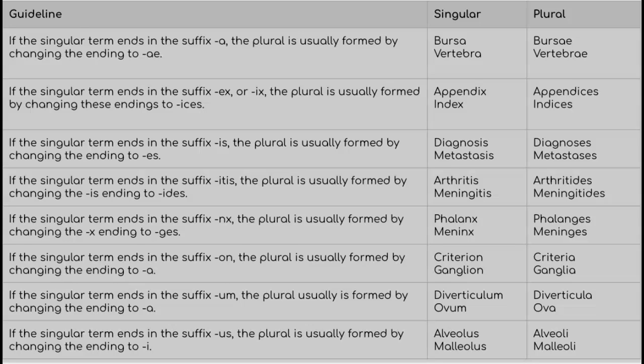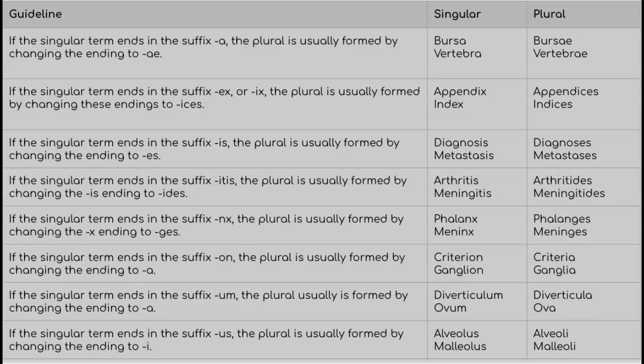If the singular form ends in the suffix is, the plural is usually formed by changing the end to es. Diagnosis, metastasis, diagnoses, metastases. If the singular term ends in the suffix itis, the plural is usually formed by changing the is ending to ides. Arthritis, arthritides. Meningitis, meningitides. If the singular term ends in the suffix nx, the plural is usually formed by changing the x ending to ges. Phalanx, phalanges. Meninx, meninges.